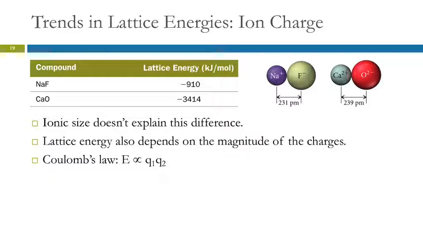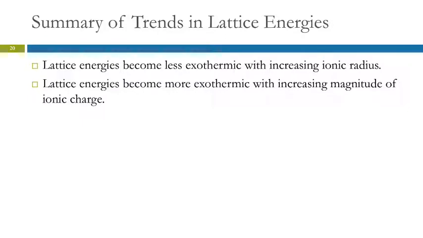So for sodium and fluoride, where we have +1 and -1, that multiplied is going to equal -1. And over here, we've got +2 and -2, and that's going to equal -4. So based on the charges, we would expect that this one has a lattice energy that's 4 times that of this one. Well, what's 4 times 900? 3,600. It's pretty close. Does that make sense? Higher charges, more attraction. Larger lattice energy, stronger bond. So lattice energies become less exothermic with increasing ionic radius. You're going to release less energy as the atoms get bigger because they can't get as close together. Lattice energy is going to become more exothermic. They're going to release more energy as the charges get larger.